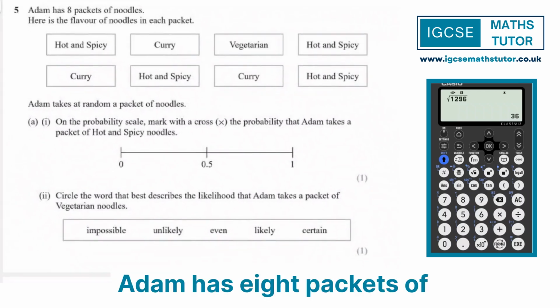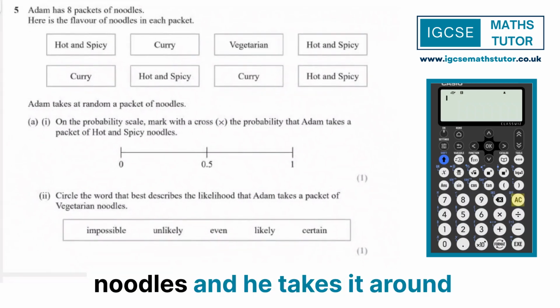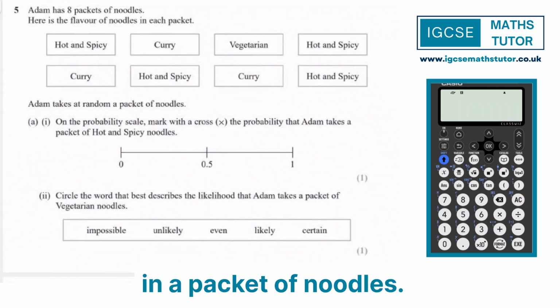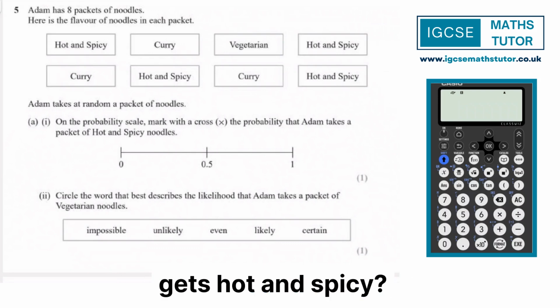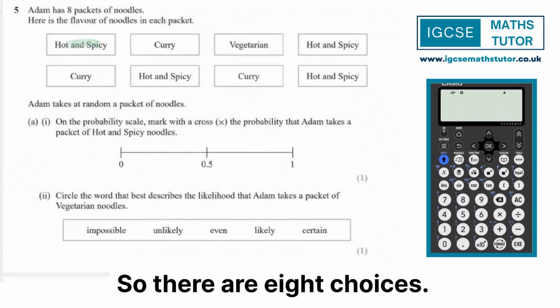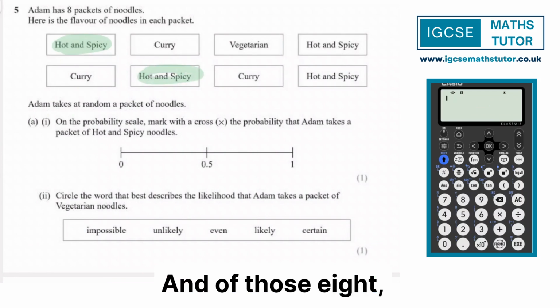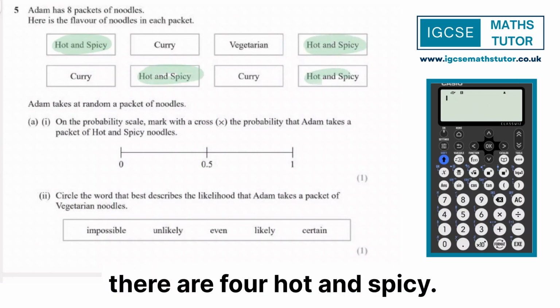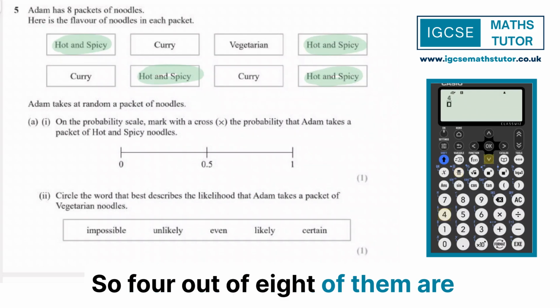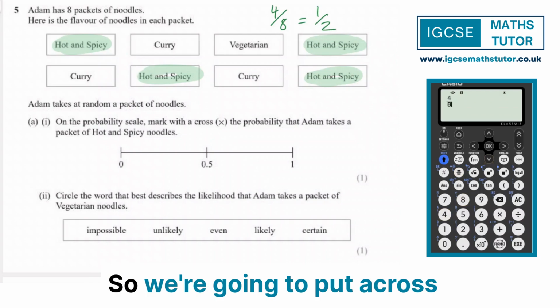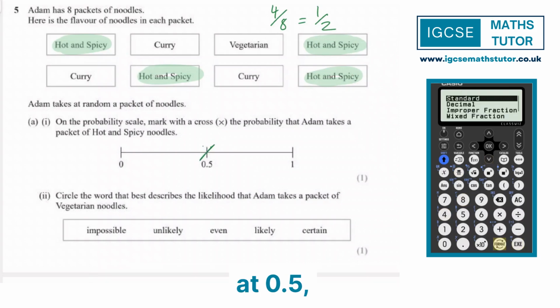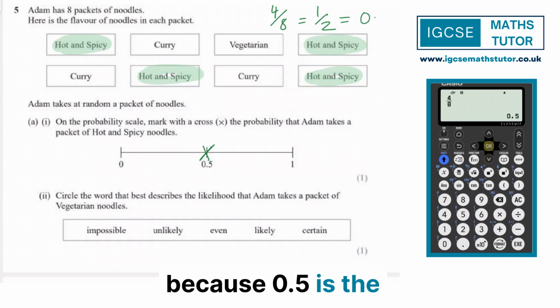Question 5. Adam has 8 packets of noodles, and he takes one at random. What's the probability that he gets hot and spicy? So there are 8 choices, and of those 8, there are 4 hot and spicy. So 4 out of 8 of them are hot and spicy, which is a half. So we're going to put a cross at 0.5, because 0.5 is the same as a half.